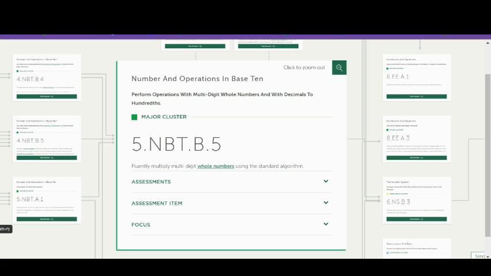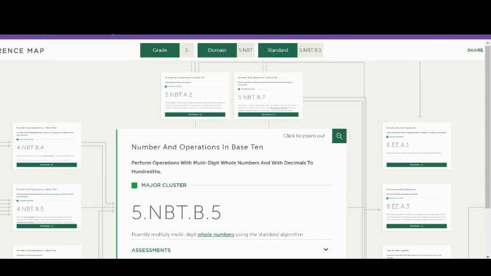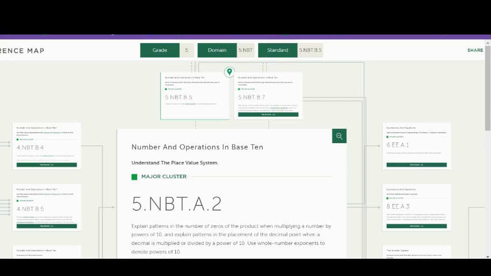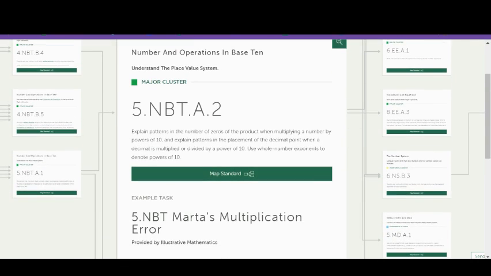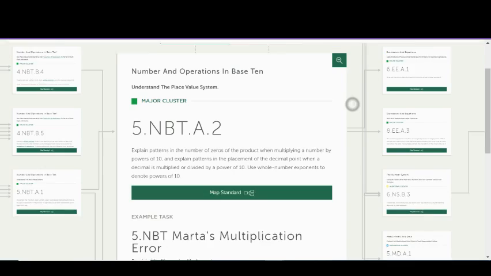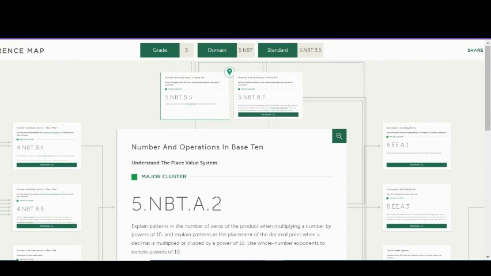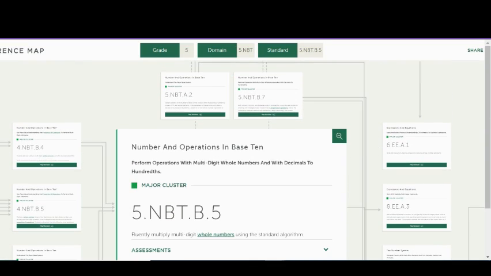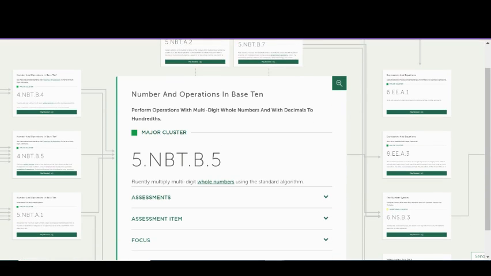In 5.NBT.5, students are multiplying using the standard algorithm. 5.NBT.2 is a related standard. In that standard, students have to explain patterns in the number of zeros when they're multiplying a number by a power of 10. I can consolidate those two by giving my students examples of multi-digit numbers where one of those whole numbers is a power of 10. And then as we're solving that with the standard algorithm, we can talk about if there are patterns we can see to help make our work more efficient.